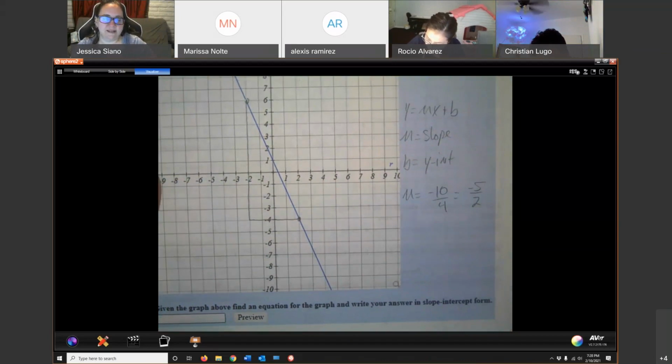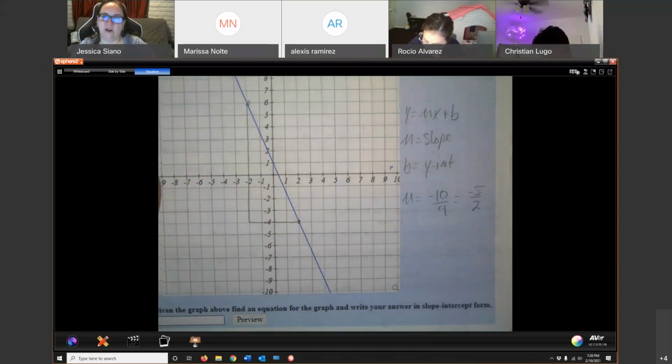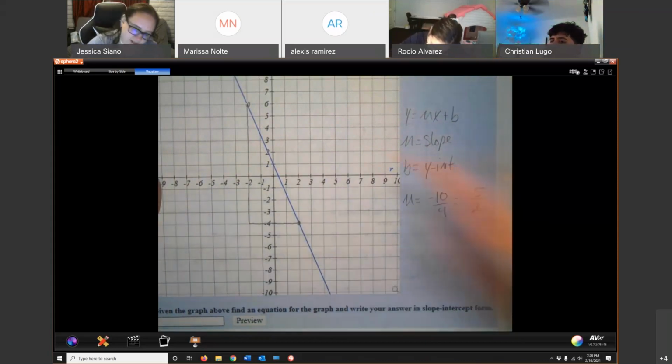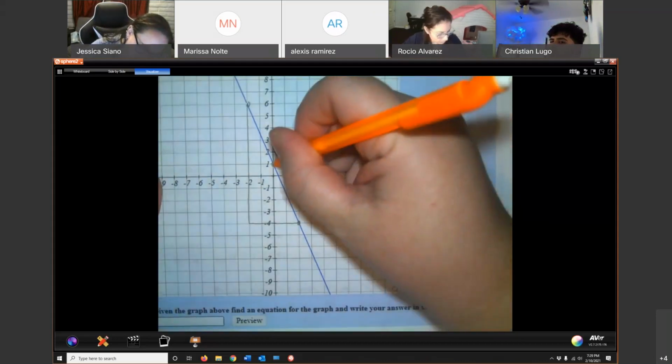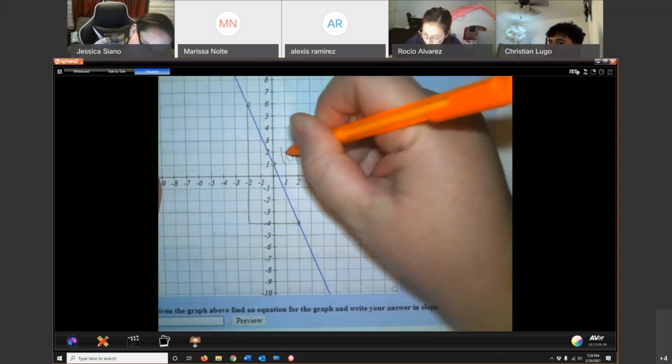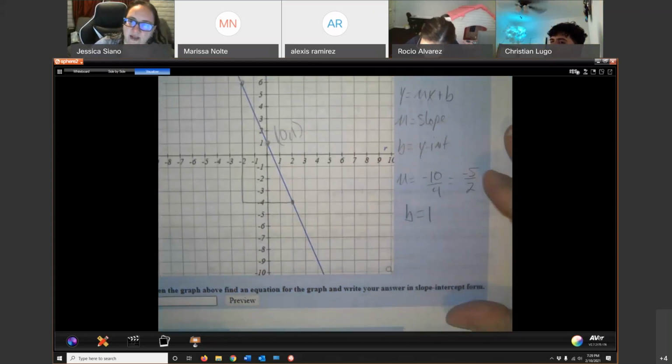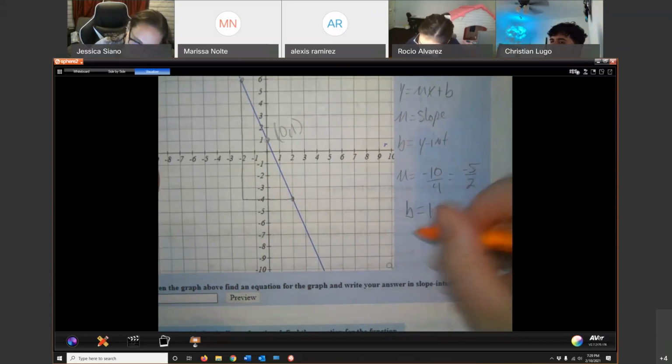And now someone in my last class asked, what if I had chosen different points? Well, like we just said, the slope of a line is constant. So any 2 points that you would have picked when you counted the boxes, you would have had a slope of negative 5/2. And so then my y-intercept, it crosses the y-axis right here at 0, 1. So that makes my b value 1. And so you want to say the equation of this line is y equals negative 5/2 x plus 1.